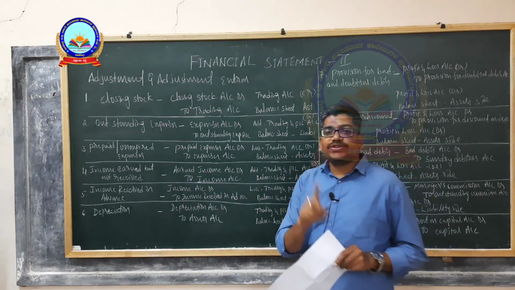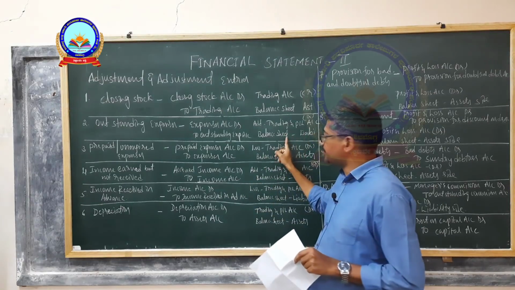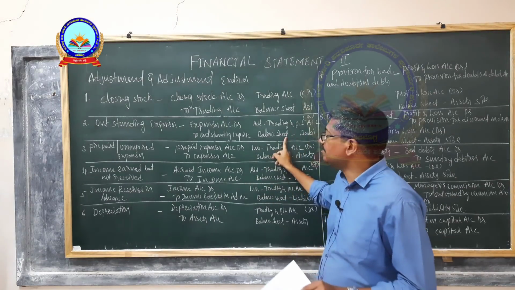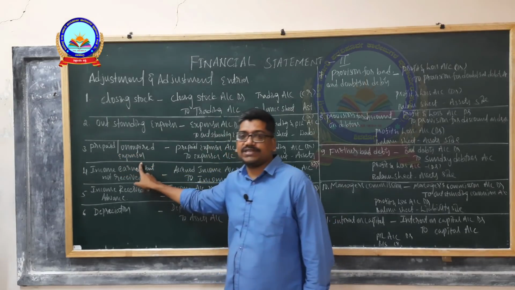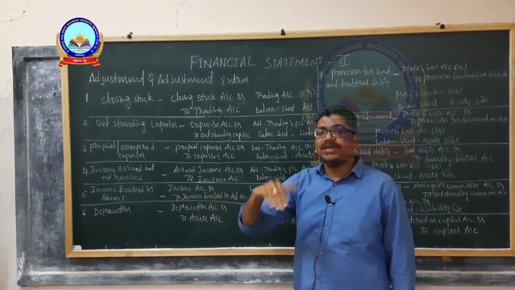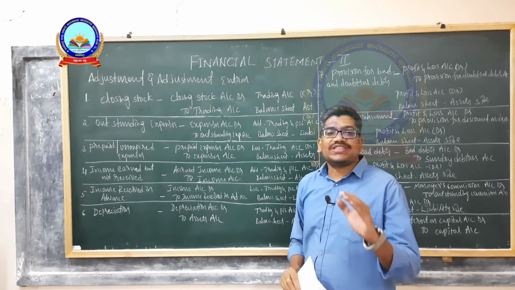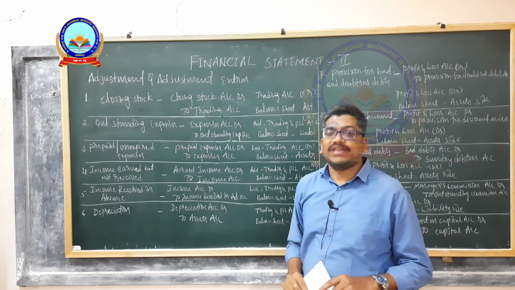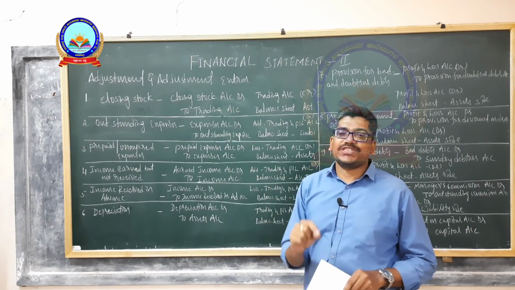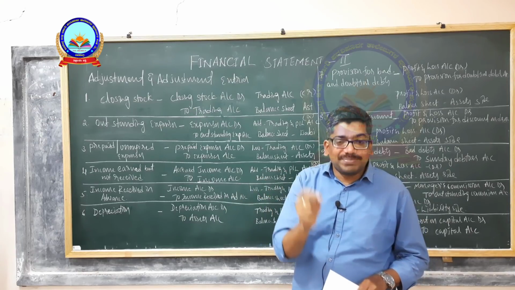So therefore it should be shown in the balance sheet under the liability side. Next, prepaid or unexpired expenses. Opposite to the outstanding expenses, prepaid means the expenses which are related to the subsequent year but are paid in the current year itself. That means the expenses related to the next year, but already paid in the current year itself.